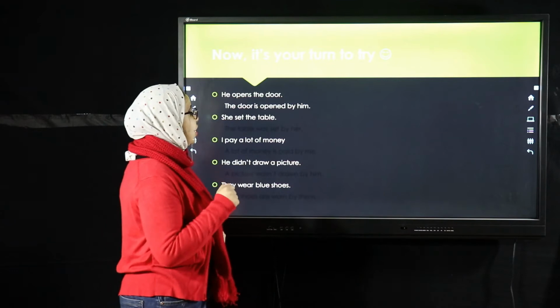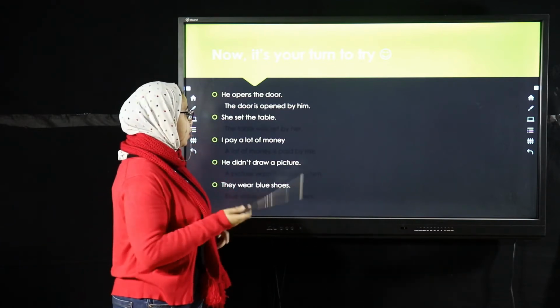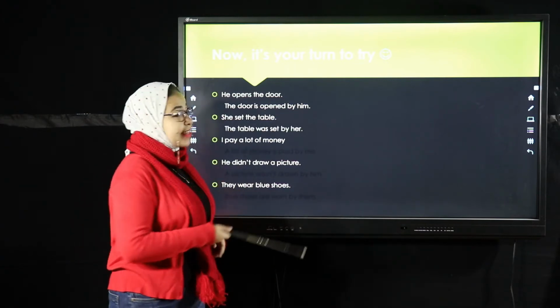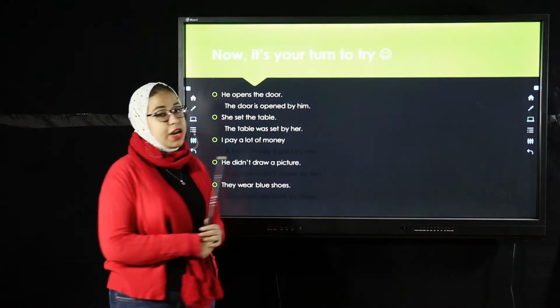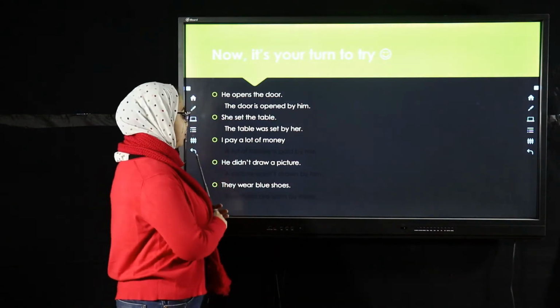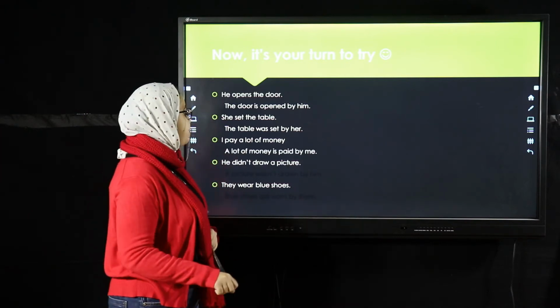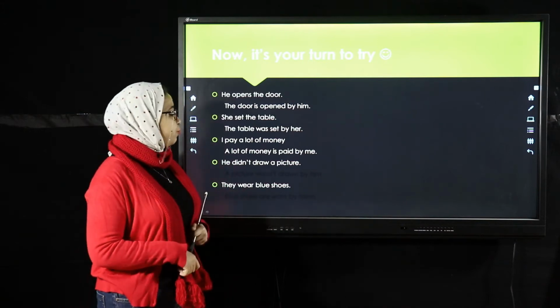Number two, she set the table. Excellent. The table was set by her. Number three, I pay a lot of money. Amazing. A lot of money is paid by me. Next, he didn't draw a picture.